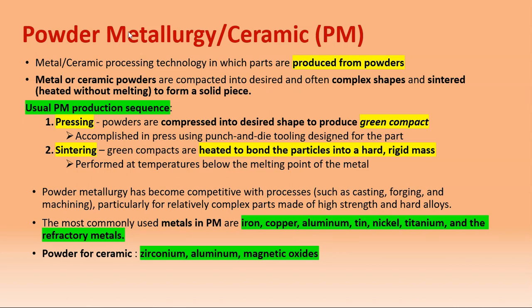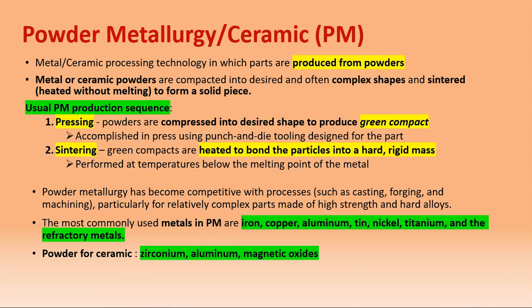So the green compact, we call it for the powder metallurgy product which has not gone through the sintering process. So sintering is used to heat up the particles to bond into a hard and rigid mass. And it's done at a temperature below the melting point of the metal.